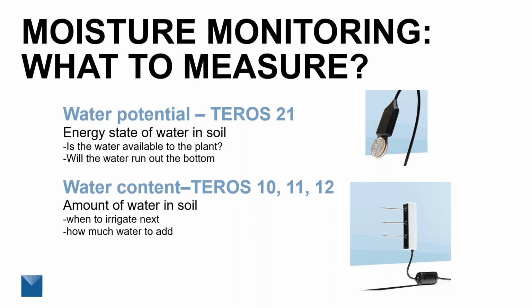The Terrace 12 that I've shown here measures just the water content. The Terrace 11 gives water content and temperature. The Terrace 12 gives water content, temperature, and electrical conductivity. We'll spend some time in a later talk on the uses of electrical conductivity in irrigation management. The Terrace 21 shown on top here is the water potential sensor. A reliable sensor like that has only recently become available, but we'll show a little later how important the information from that sensor can be.